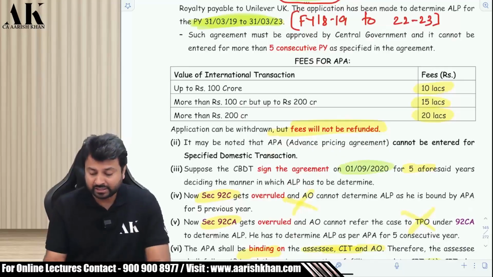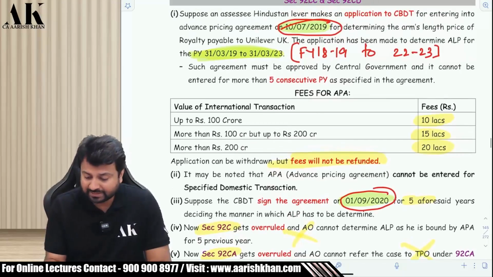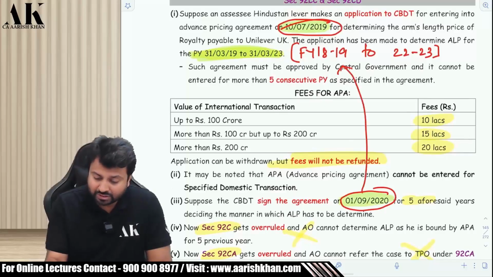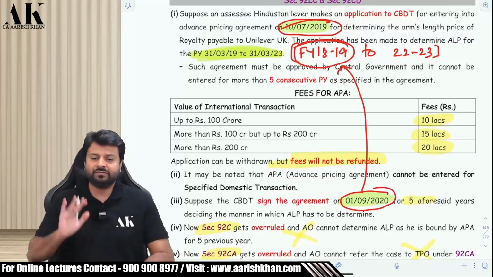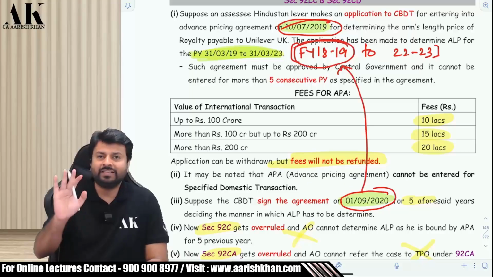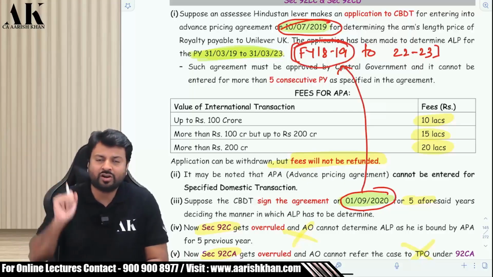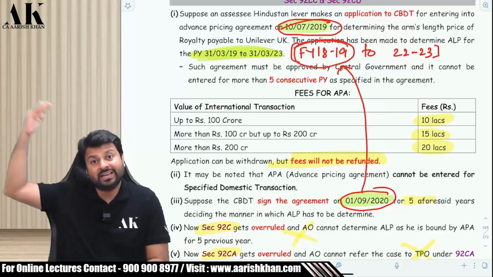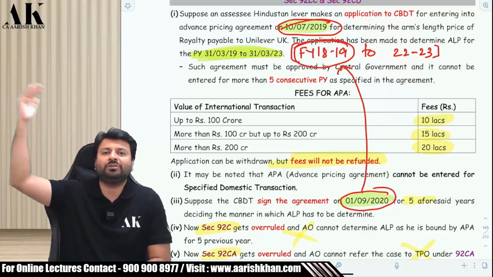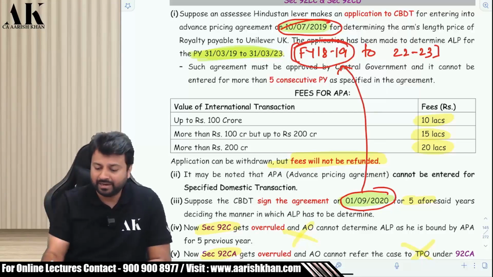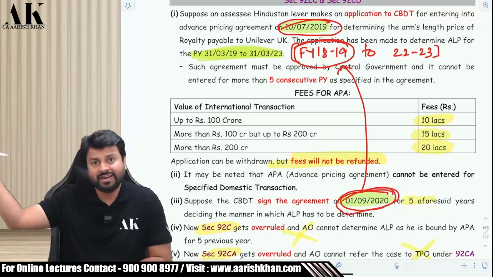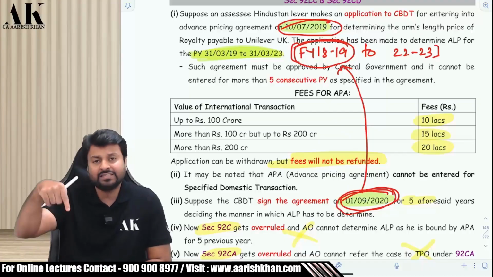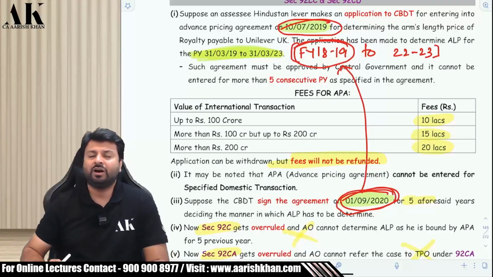Now please pay attention. On 1st September 2020, please tell me whether the books of accounts of 18-19 are closed or not, whether the ITR due date of 18-19 is gone or not, whether you have already filed the ITR last year or not. On 30th November 2019 you have filed the ITR, but 8-9 months after filing of ITR, CBDT is signing the advance pricing agreement.